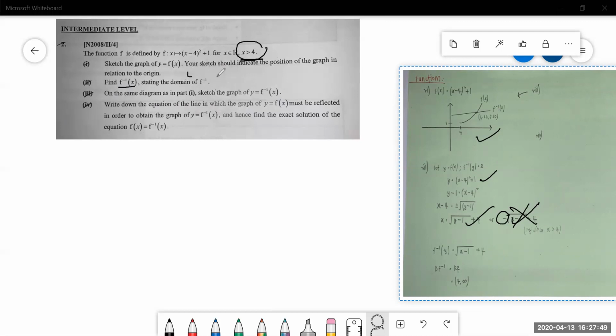So you secure maybe, I don't know how many marks. This is probably like 2 or 3 marks. This one is probably like 2 marks. So over here should be minimally also 4 marks already.